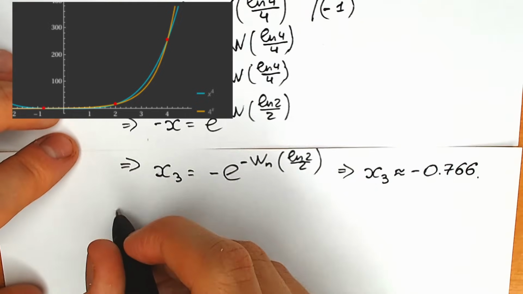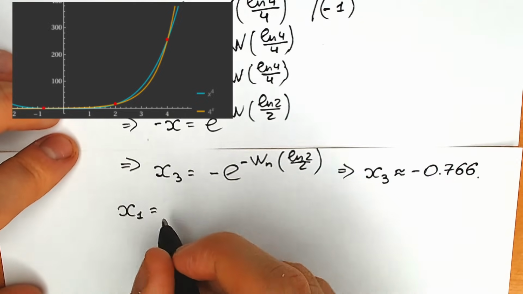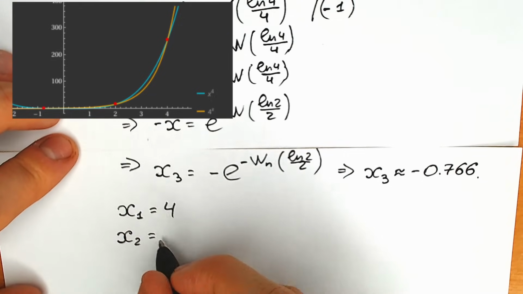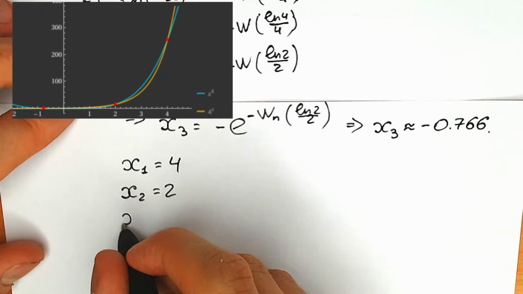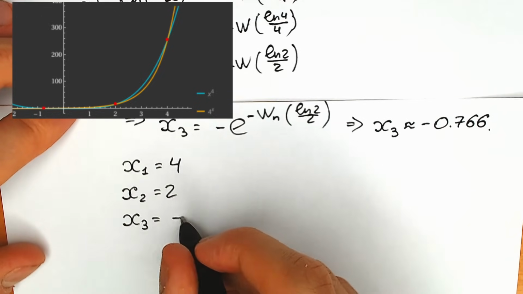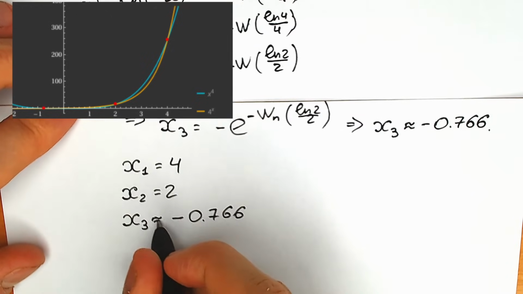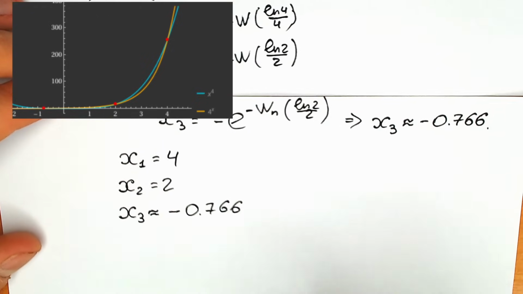Let's write it. Our x first is equal to 4, we had it in the beginning. X second is equal to 2. And x third is equal to minus 0.766. So we have our 3 roots. This one is approximately 1. So right now let's check it real quick.